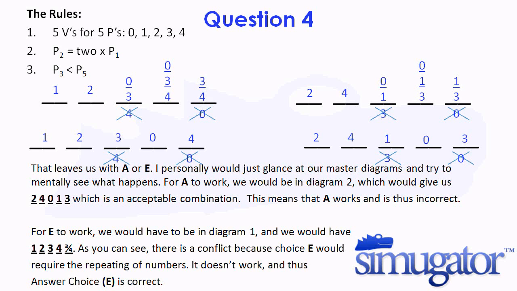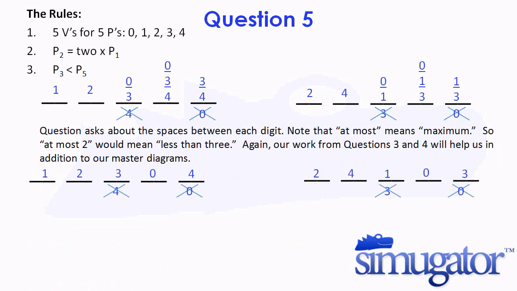For E to work, we would have to be in diagram 1, and we would have 1, 2, 3, 4, 3 or 4. And as you can see, there is a conflict because choice E would require the repeating of numbers. It does not work and is thus the right answer. So answer choice E is correct.